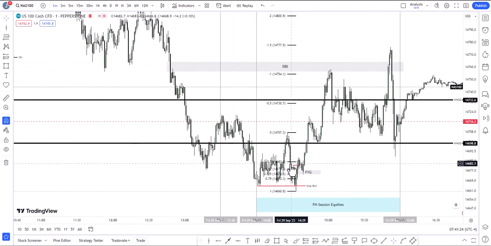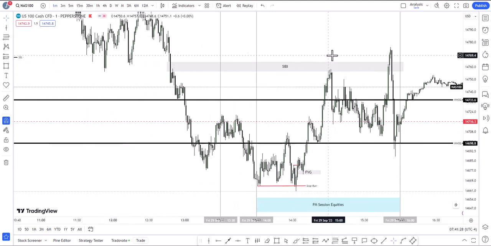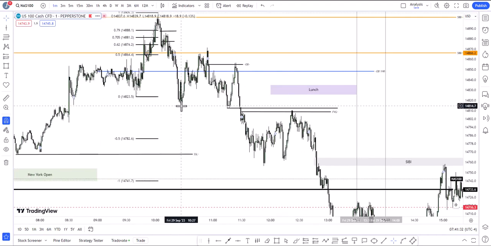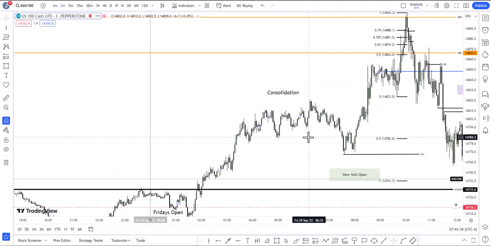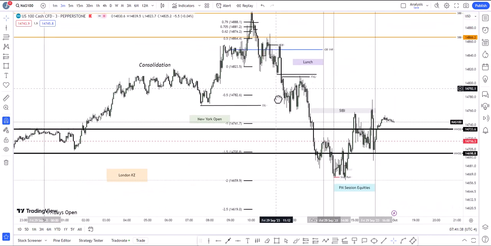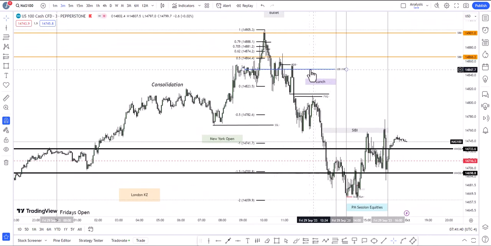So I hope you enjoyed the little breakdown of Nasdaq's trading on Friday. A lot was going on here. Whole lot was going on. Lots of opportunities were there, as you can see. Very good day's trading, lots of clean price action, and yeah, hope you enjoyed.